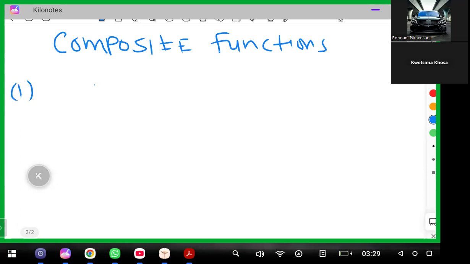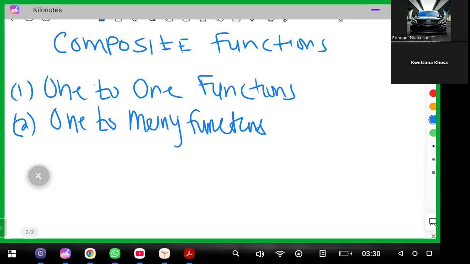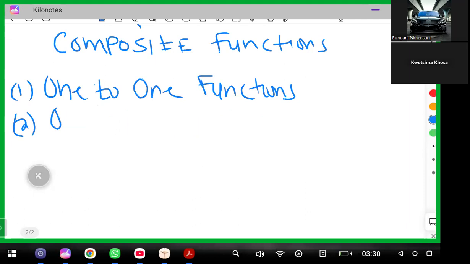So I've got what we call one-to-one functions, and then we also have what we call on-to functions. Not one-to-many, but on-to. Yes, you are right, on-to functions there instead of one-to-many. So both have special names.